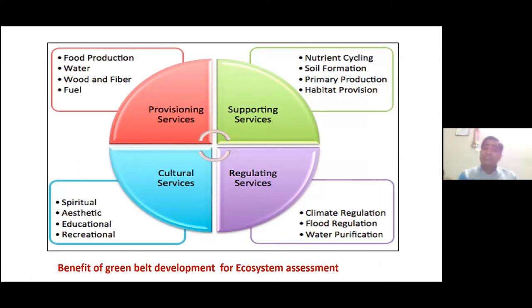Ecosystem services include provisioning services, such as production of water, food, and fiber fuels; supporting services, such as nutrient cycling, soil formation, primary production, and habitat provision; regulating services, such as climate regulation, flood control, and water purification; and cultural services, such as spiritual, aesthetic, educational, and recreational. So these are the benefits of green belt development for ecosystem assessments.